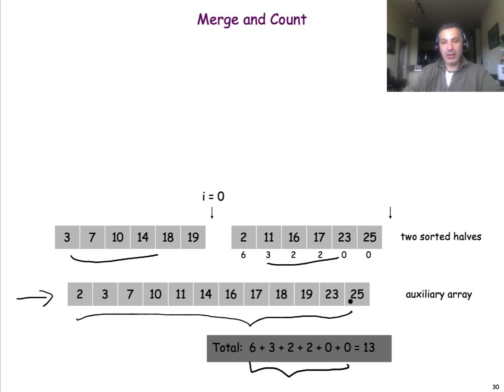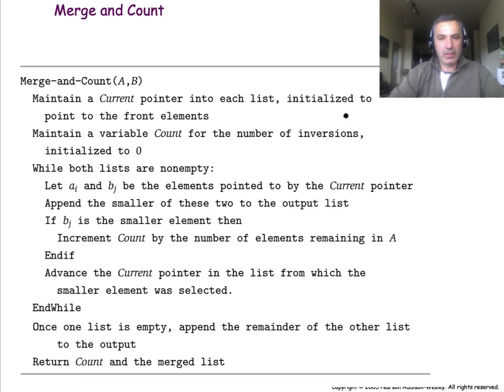So let's now look at the pseudocode, the algorithm for the idea that I just described before with an example. This function that does what we just discussed is called merge and count. It receives two arrays A and B that, remember, we are assuming here that they are already sorted.